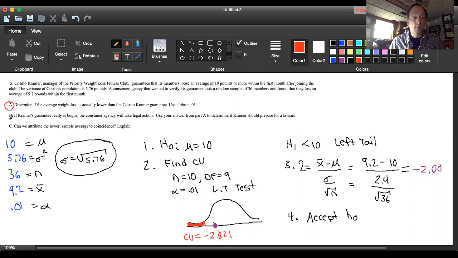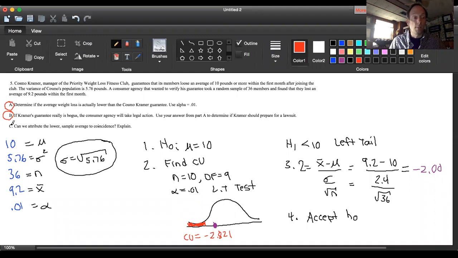For part B, if Kramer's guarantee really is bogus, the consumer agency will take action. Use your answer from part A to determine if Kramer should prepare for a lawsuit. And my answer would be no, he doesn't need to prepare for a lawsuit, because what we just found was that the sample average was not significantly lower than the population average.